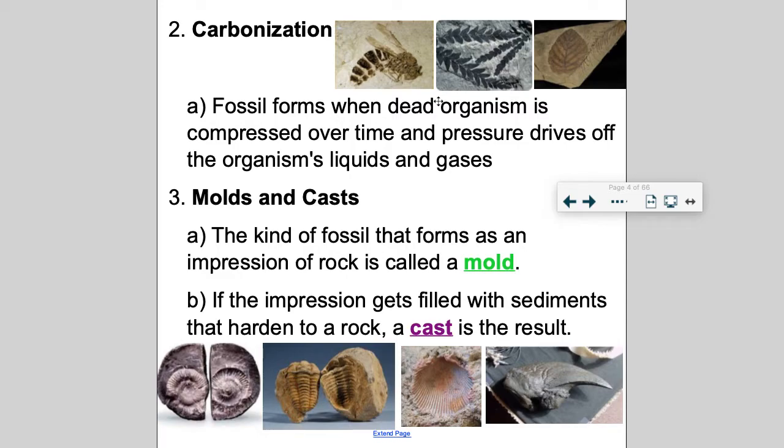Here we go. So here I have some type of shell organism and it's 3D. These are examples of casts. They actually almost look like the organism.